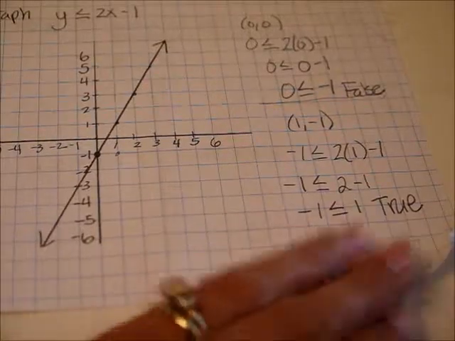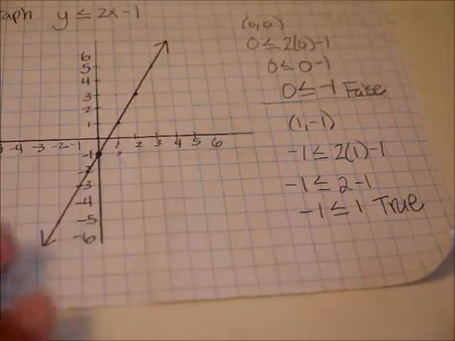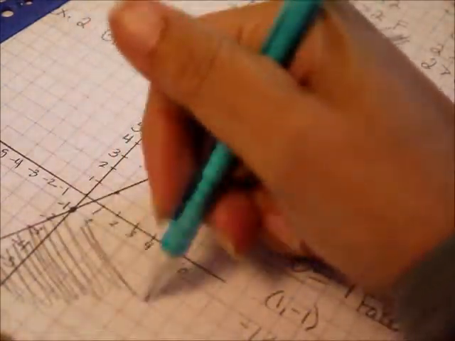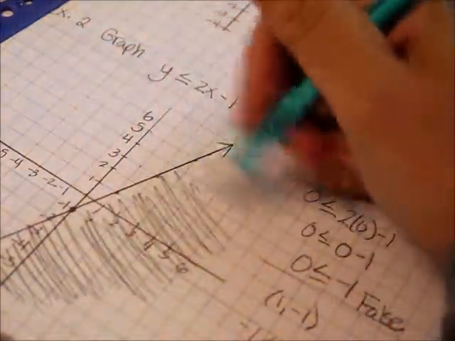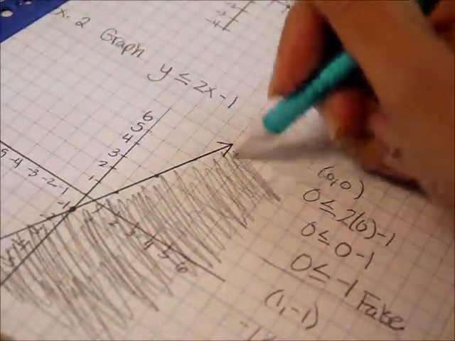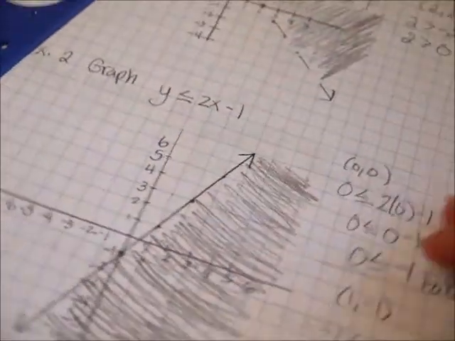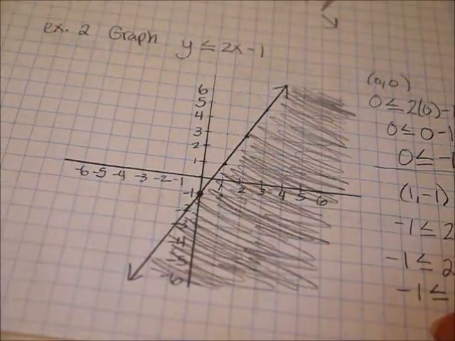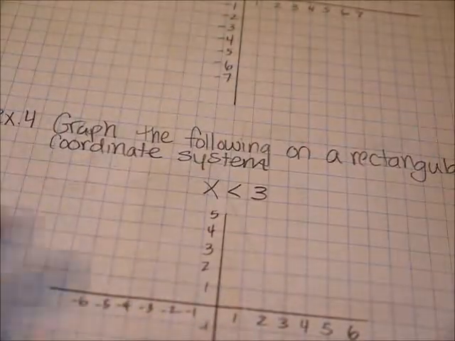Okay, so that is true. That means this side is the answer set. So you get to color. You could even get some colored pencils out if that sounds fun to you. And there you go. That is how we graph those. All right, the next one. See, we have 2 more examples.